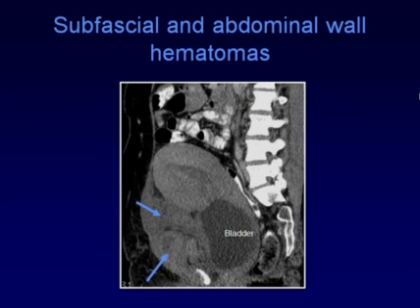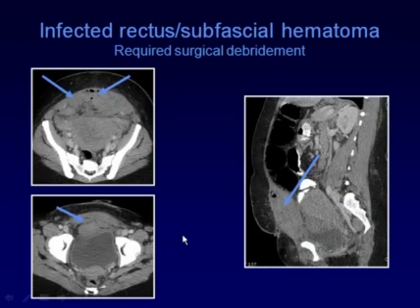Now let's take a look at some other hematomas. This is a patient, you can see the uterus here in the sagittal reformat and the bladder, and these hematomas are more anterior in the subfascial region and within the abdominal wall, again at about the level where the incision was made for the cesarean section.